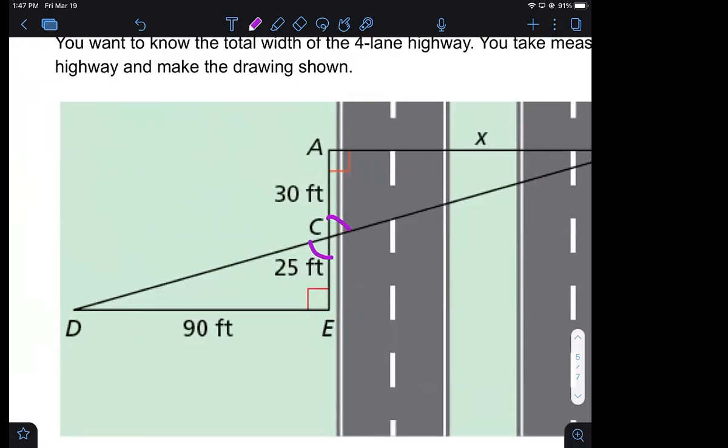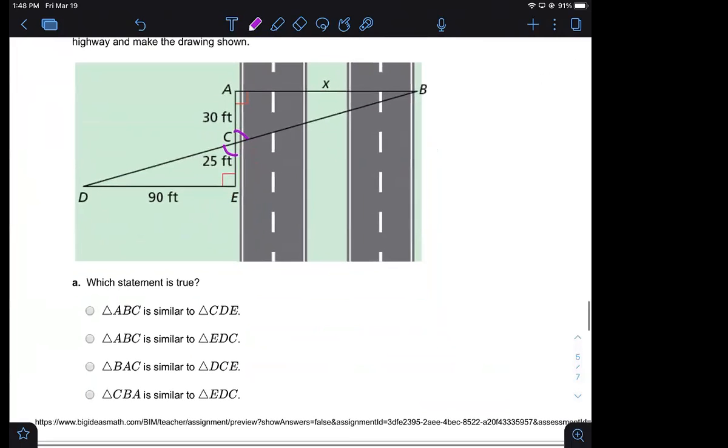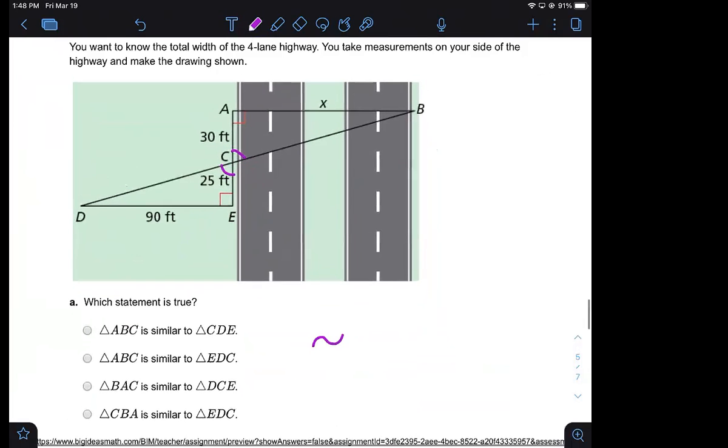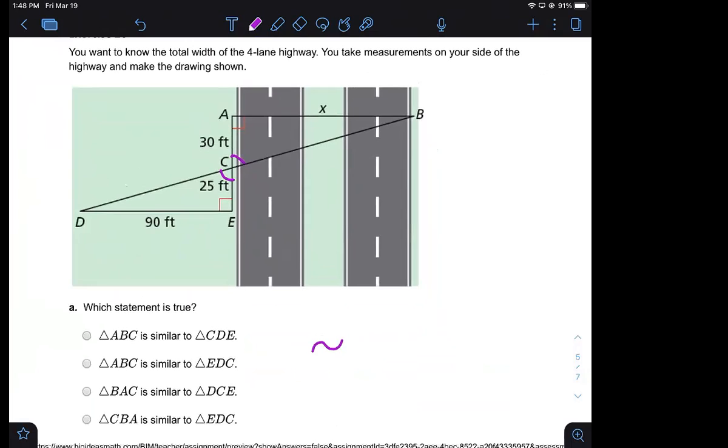Similar doesn't mean they're the same size. So I know they're similar, but what I have to do here is figure out what the similarity statement is. Remember we did congruent statements on our last test. Similarity statements could have used the single squiggly line which represents similar to, they just spelled the word out here. But I need to know which of these is true by making sure the corresponding angles match up.